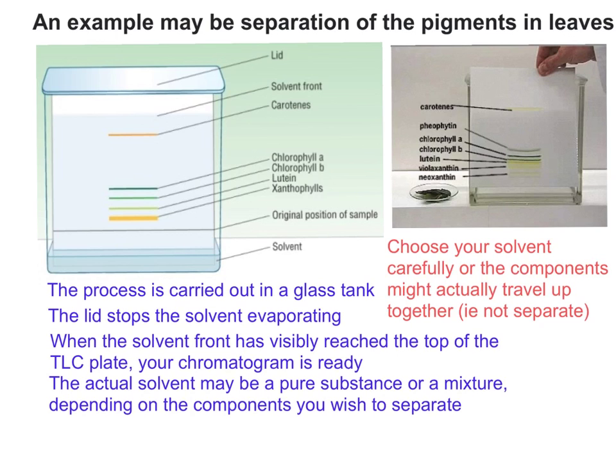If the components have equal attraction for the solvent, they'll simply travel up together and not separate out like the photograph has shown. So chemists have to choose the solvents very carefully to match the components that they're actually trying to separate out, otherwise the process doesn't work.